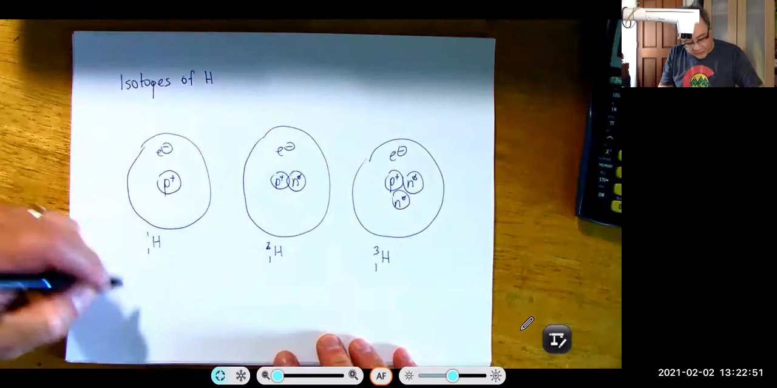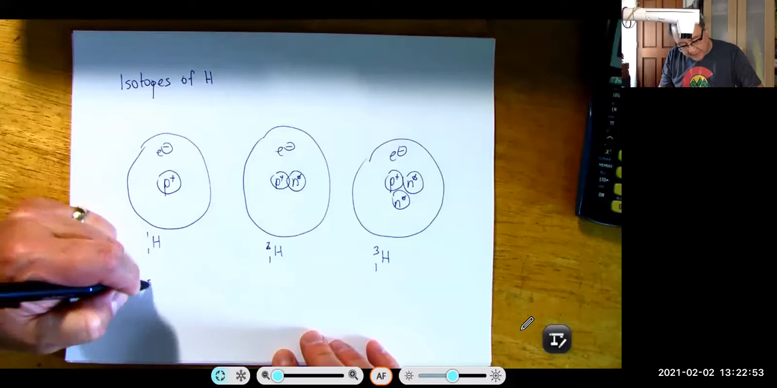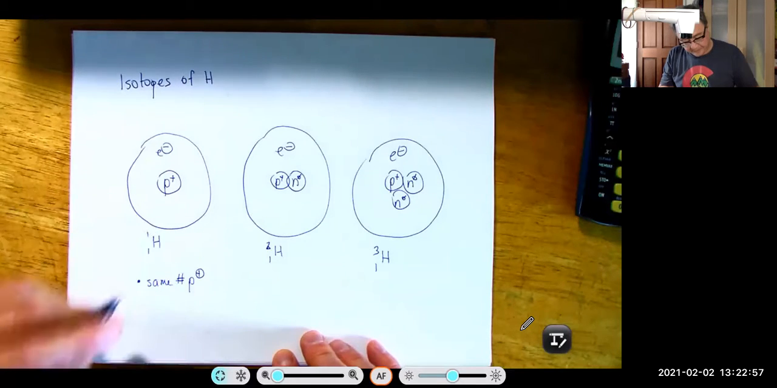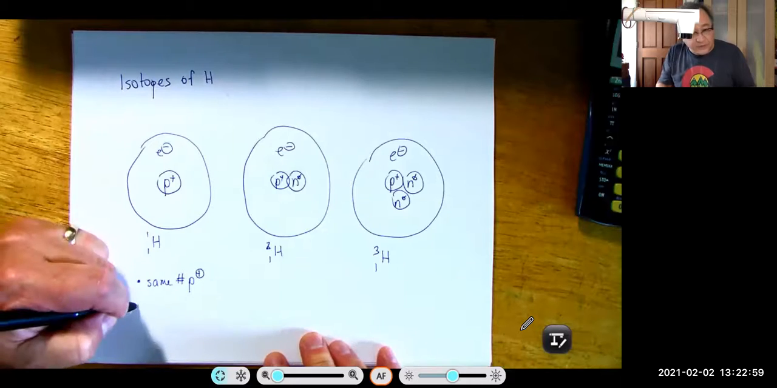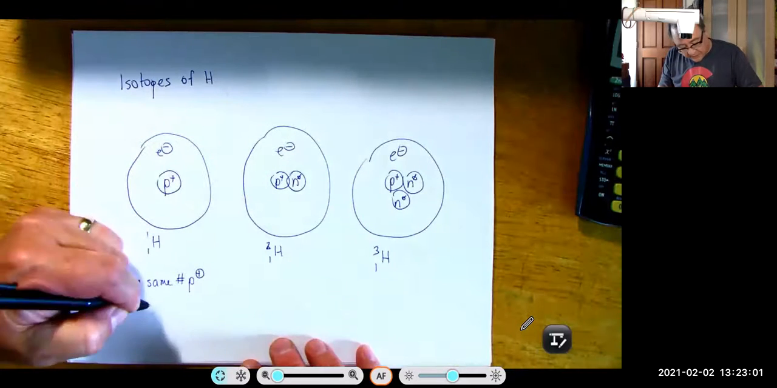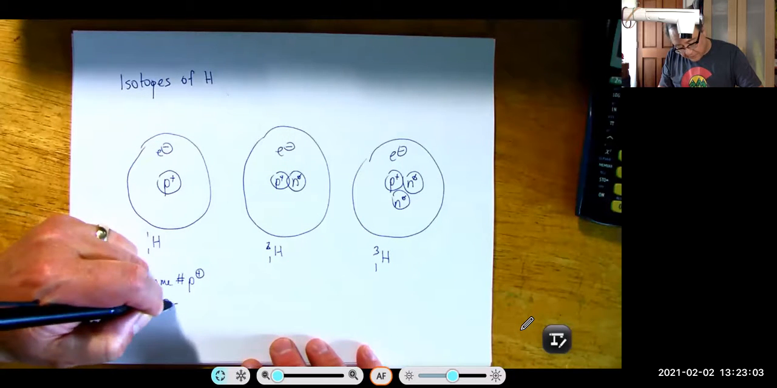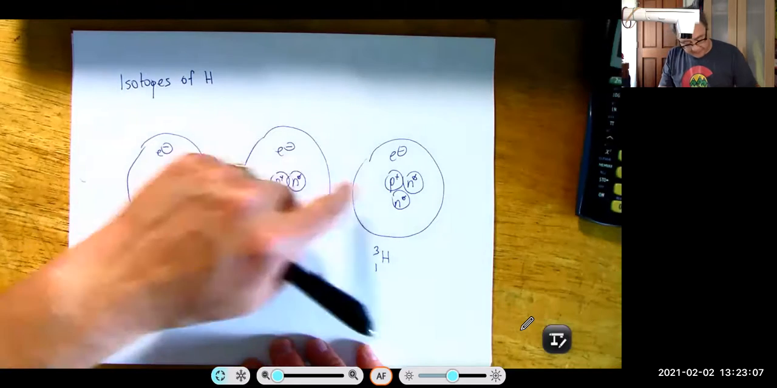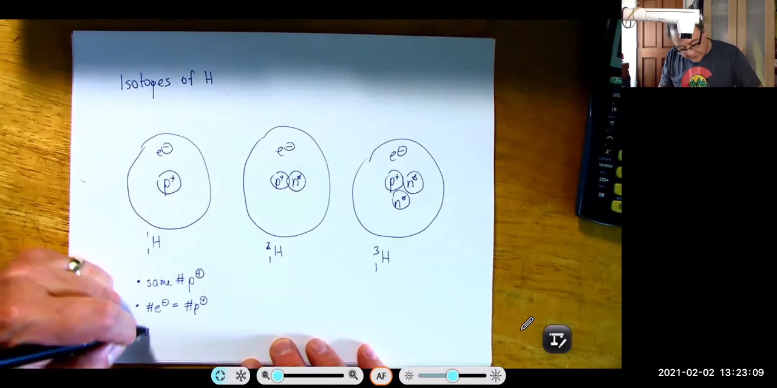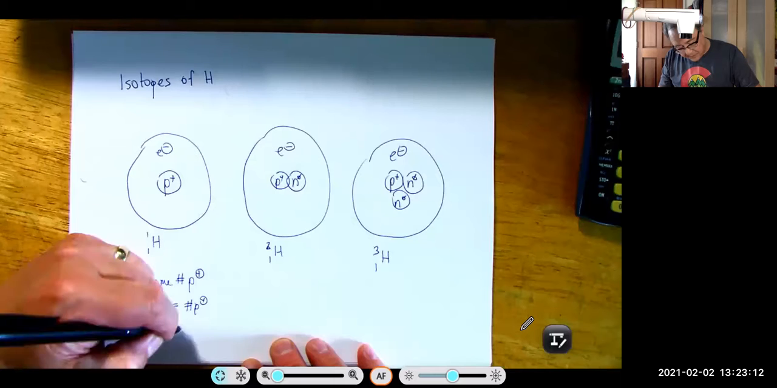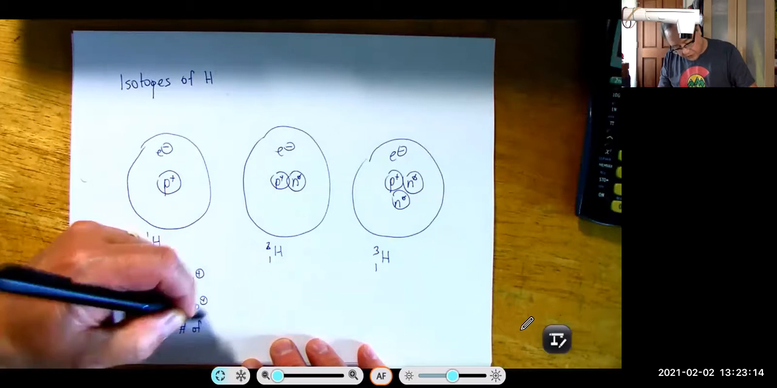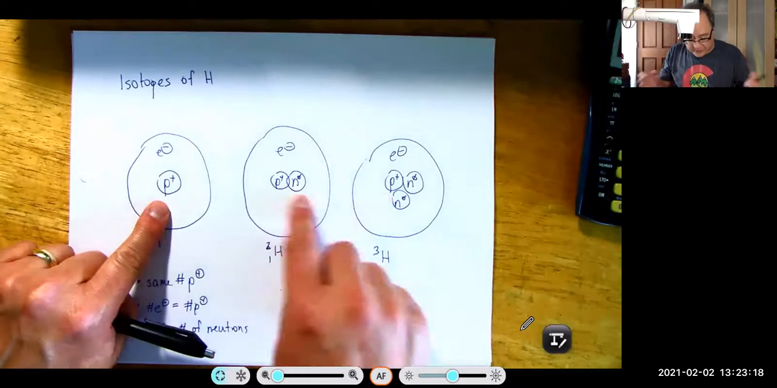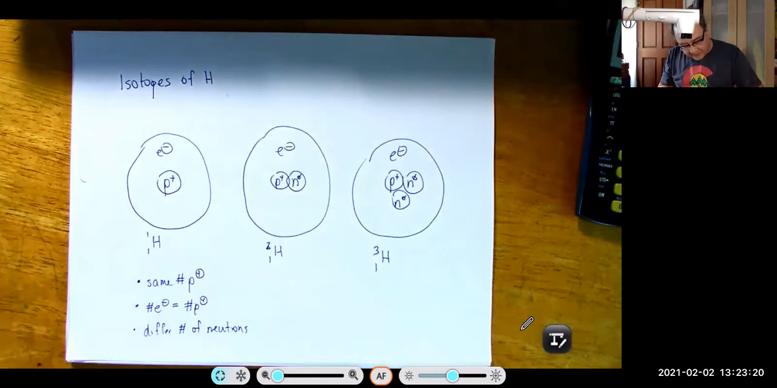So what are the things that we notice about isotopes? They have the same number of protons. We also notice that for these neutral atoms, the number of electrons equals the number of protons: 1, 1, 1, 1, 1, 1. And they have a different number of neutrons. Here you have 0, here you have 1, here you have 2. And they have different masses.